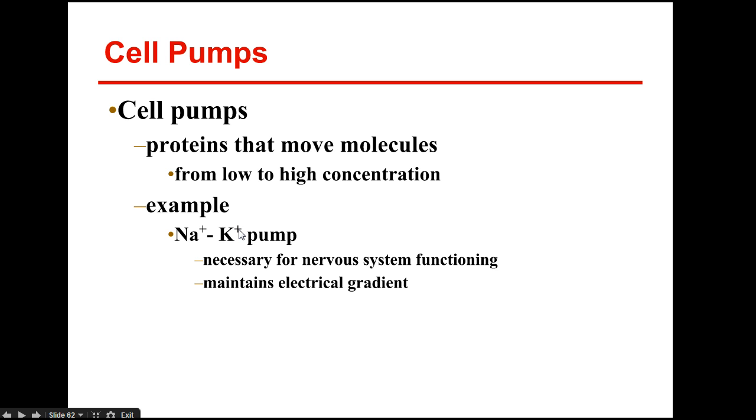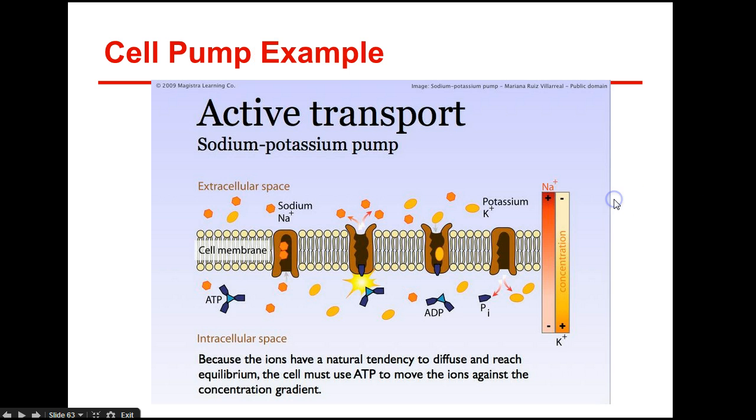So when we get really dehydrated, what starts to happen is not only are we running out of water, but we're having difficulty with our nervous system due to the imbalance of these ions right here. Picture the sodium-potassium pump. You don't have to know the details of this, you just have to know that cell pumps are an example of active transport, but just to kind of show you an example of how it works.